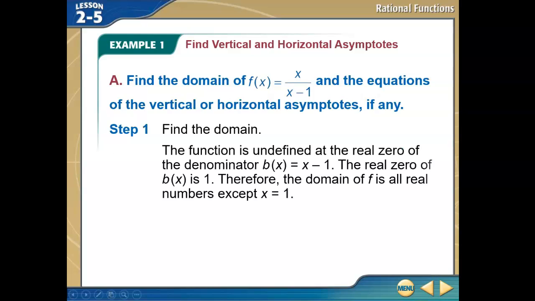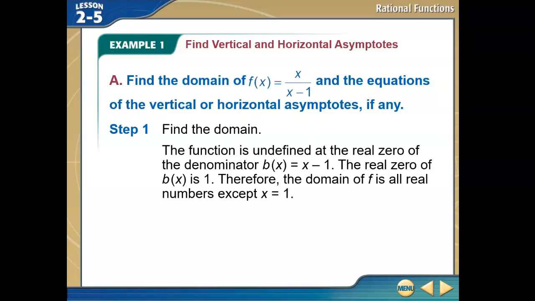So finding the domain. The function is undefined at the real 0 of the denominator b of x is equal to x minus 1. The real 0 of b of x is 1. Therefore, the domain of f is all real numbers except for 1. Okay, and that's because that's where we become undefined. That is the only limit to the domain that we have.